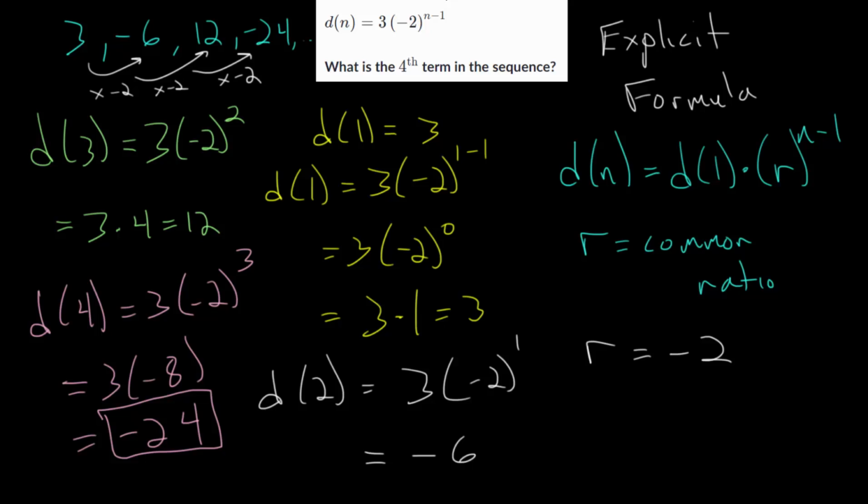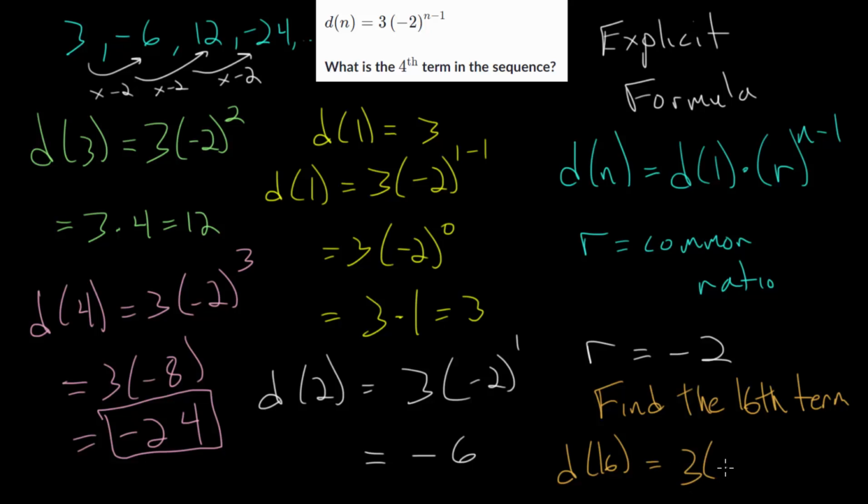But for instance, let's say we wanted to find the 16th term, we don't have to do all this work. We could check it by doing all this work, but in reality, we can just plug 16 into the formula, and we get 3 times -2 to the 16 minus 1, or the 15th power, and that's going to be a pretty big number. It will be negative, but you can put that into your calculator to find it.